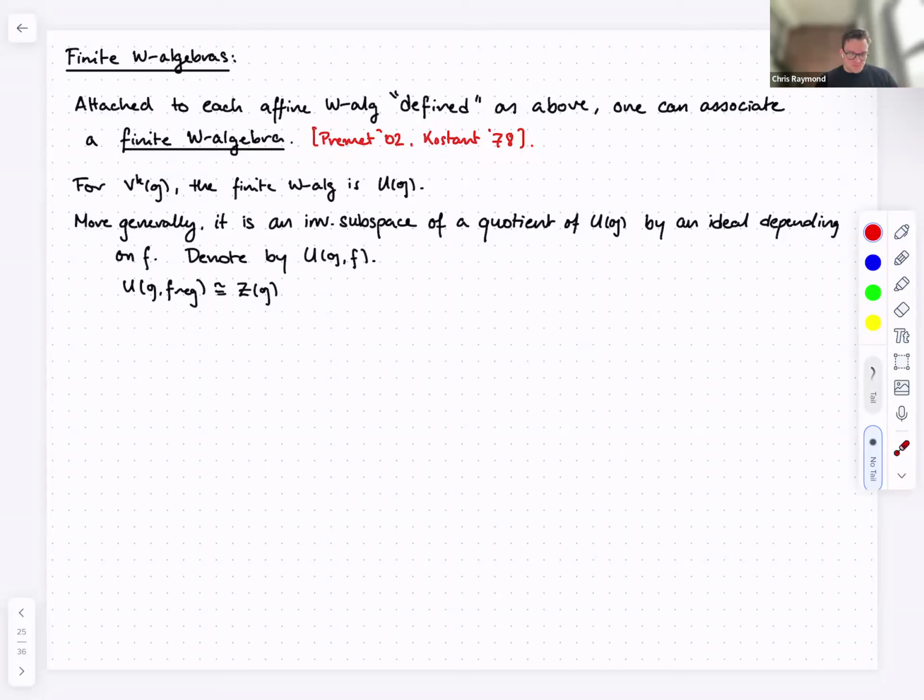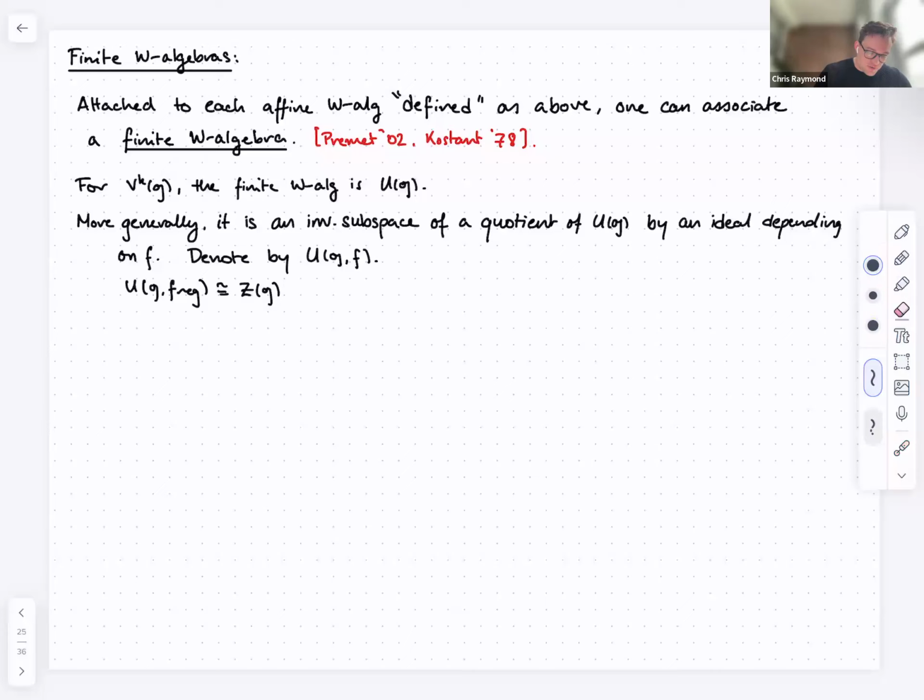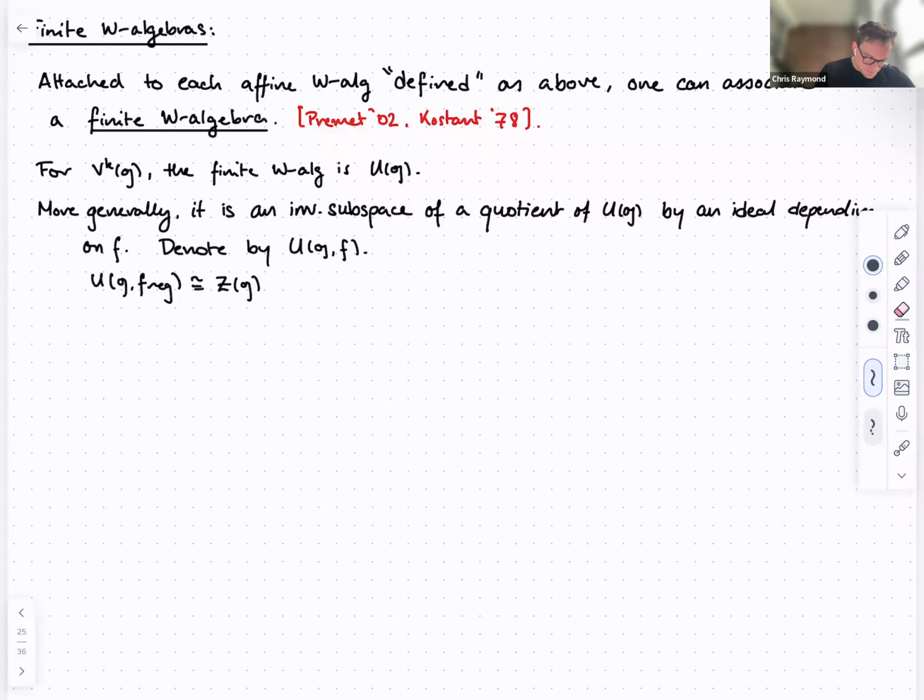And now more generally, how I might want to define a finite W algebra is it's an invariant subspace of a quotient of U of G by some ideal that depends on F. So the actual definition, again, is complicated and a little bit ugly. But if I go far enough through, it turns out that if I take, for example, the universal enveloping algebra, and I do this finite W algebra corresponding to the regular element, what I get out is the center of my universal enveloping algebra. And in between, I have some space between U of G and the center of G that I can reduce my way through. That's at least the game.